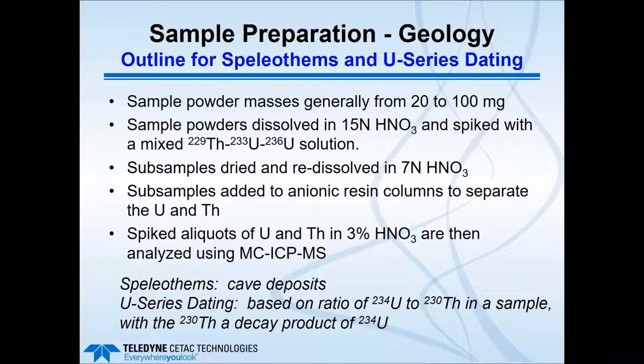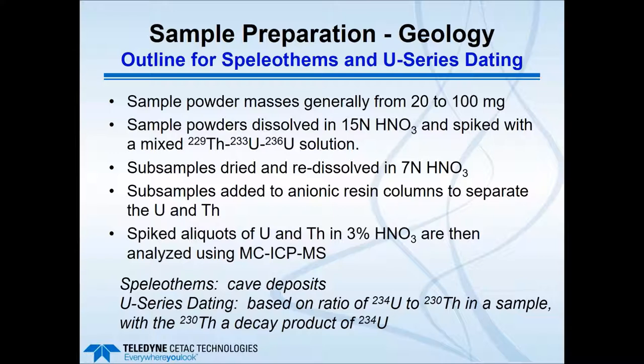But just a brief outline of the sample preparation. For these particular samples, the sample powder masses will generally range from about 20 to 100 milligrams. They're dissolved in concentrated nitric acid, and they're spiked with a mixed thorium and uranium isotope solution. The samples are dried, redissolved, and now diluted about 1:1 nitric acid. And these subsamples are added to anionic resin columns to separate out the uranium and thorium from the rest of the sample matrix. Once those are separated, these spiked aliquots that contain the uranium and thorium are taken up in 3% nitric acid and are then analyzed using the multi-collector ICP-MS with the Aridus3.